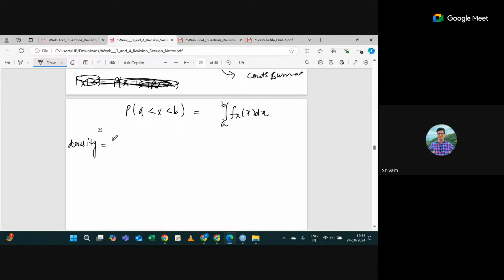Mass upon volume. Here volume means what? Mass divided by area, right? Okay. That is something we have discussed already in detail.